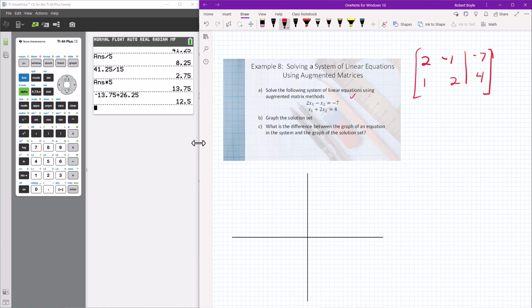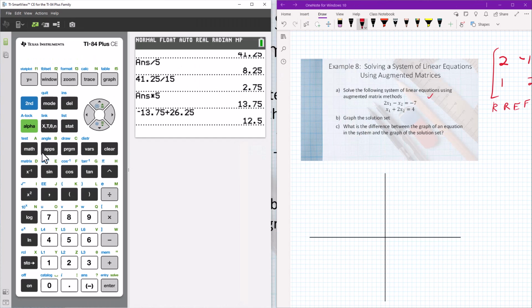And now we need to find the reduced row echelon form. Now we can use Gauss-Jordan elimination, or we can use our calculator. I'm going to show you how to do this using our calculator. To do this, notice that we have this little entry here called matrix, and that's basically what we're going to be working in to actually make this happen.